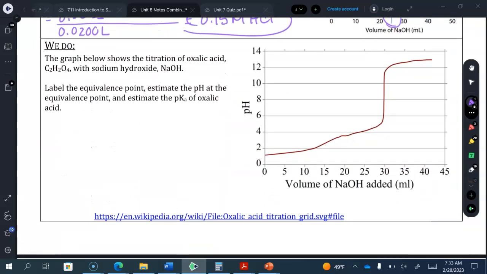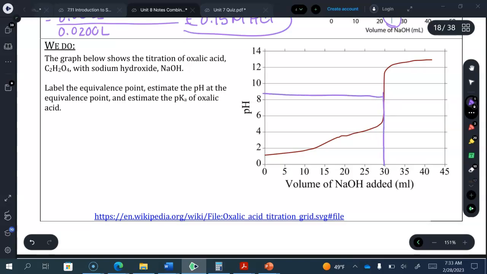Okay, now for our we do. The graph below shows the titration of oxalic acid with sodium hydroxide. Label the equivalence point and estimate the pH at the equivalence point and the pKa of oxalic acid. Okay, well, our equivalence point is about the steepest, which I would say is about right here. Okay, and then that is a pH of about 8.7. I'm going to just roll with that.